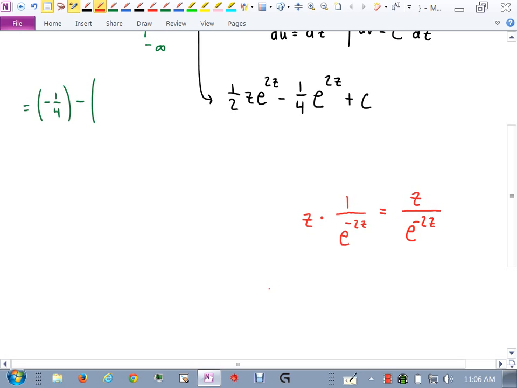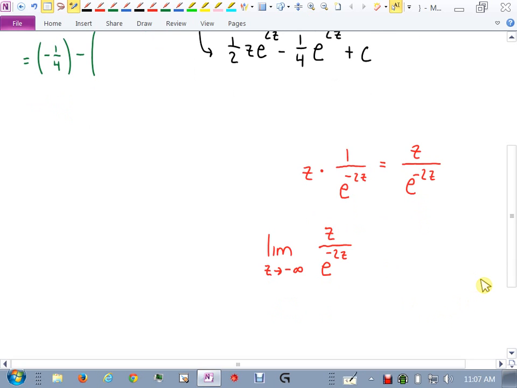Now, I'd like to know what happens if I take the limit as z goes to negative infinity of z over e to the negative 2z. So what's going to happen here? The top goes where? Negative infinity. The bottom goes to, what does this bottom go to? Negative 2 times negative infinity, positive infinity. That's why I moved it down, so that I could see that that's going to become positive, and then it's going to blow up down here. So we have infinity over infinity.